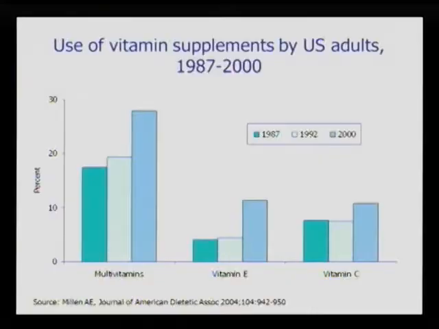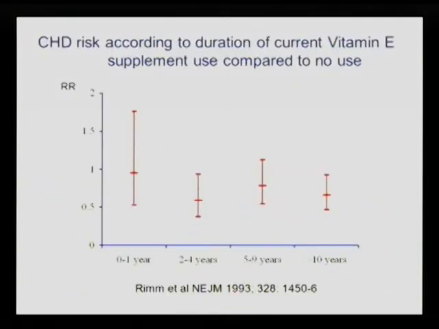And of course, people in the States read these papers, they started taking vitamins, as you would if you thought it was going to reduce your heart disease risk. And you can see that the intake of, in particular, vitamin E, but also multivitamins and vitamin C, which was also claimed to reduce heart disease risk at the time, increased dramatically. The newspaper headline was based on a cohort study, and you can see quite clearly that the risk of heart disease decreased with duration of vitamin E supplement use.